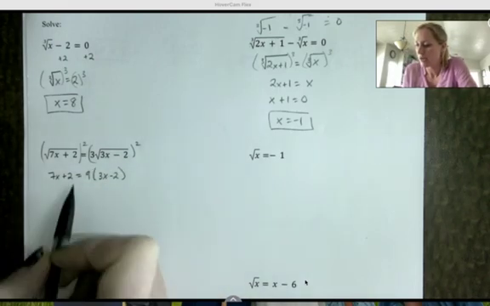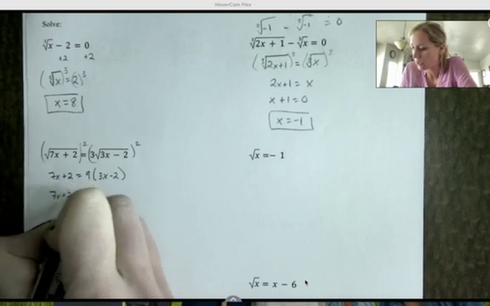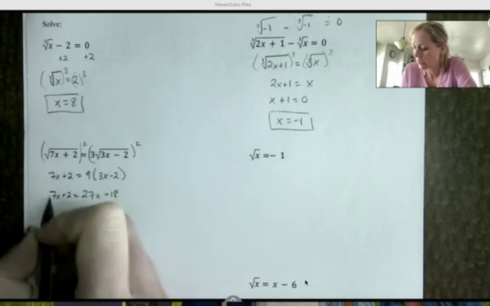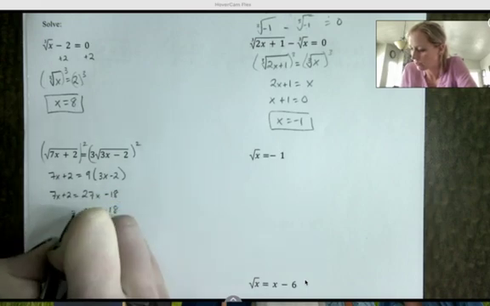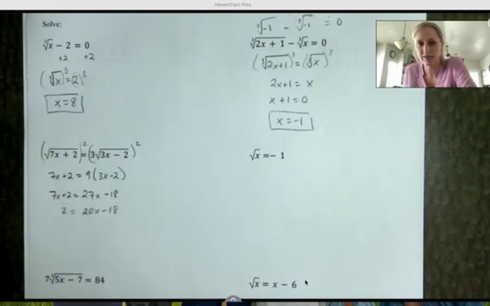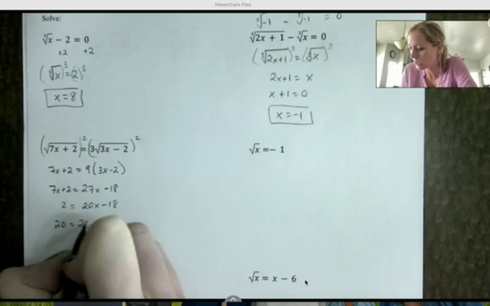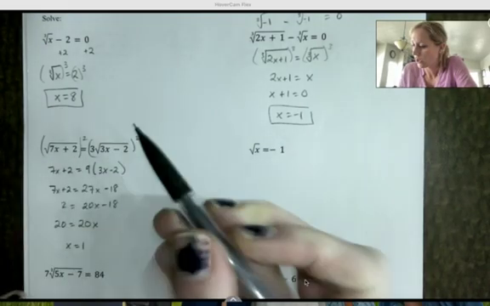Okay, so now I'm going to distribute my 9. So I've got 7x plus 2 equals 27x minus 18. Get my x's together. So I've got 20x minus 18 equals 2 after I subtract 7x. Add 18. So 20 equals 20x. X equals 1.